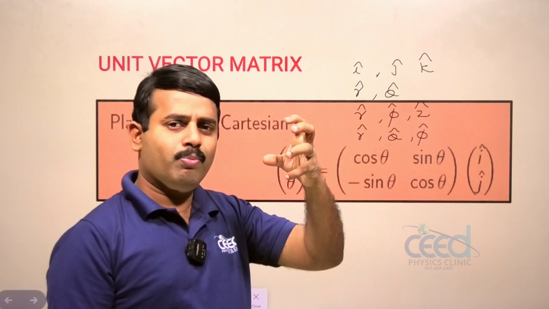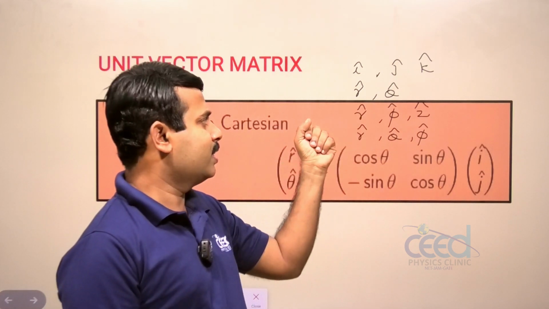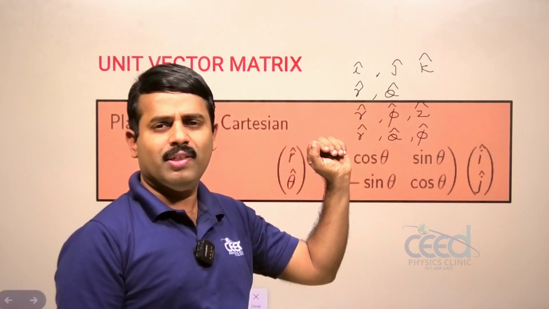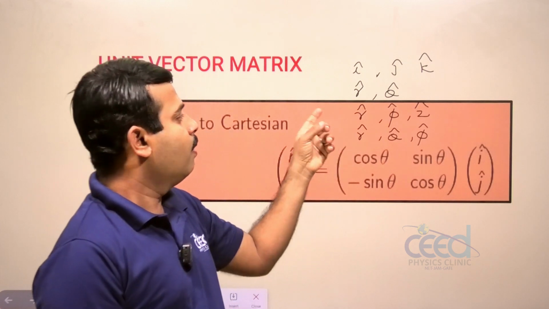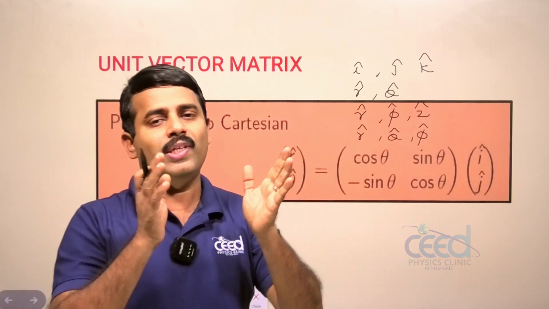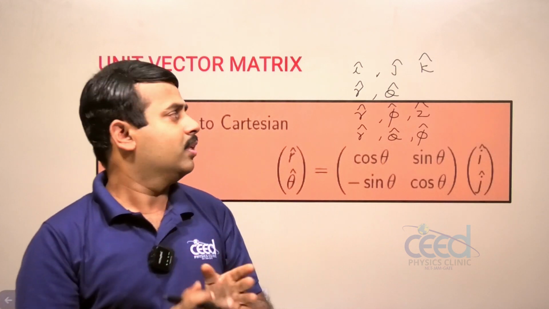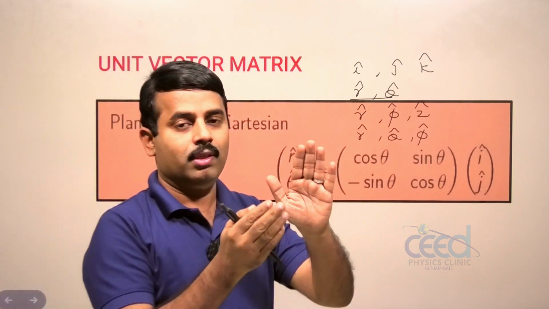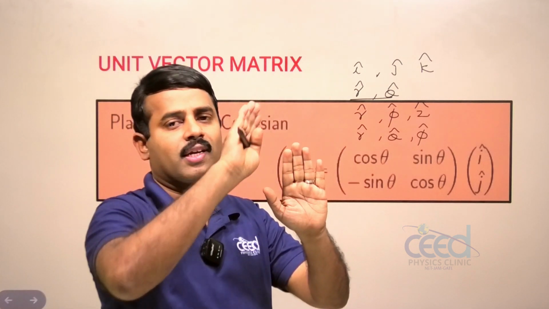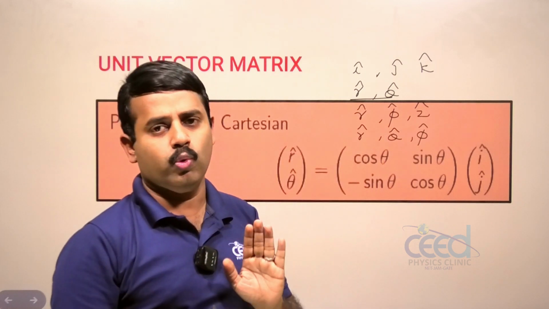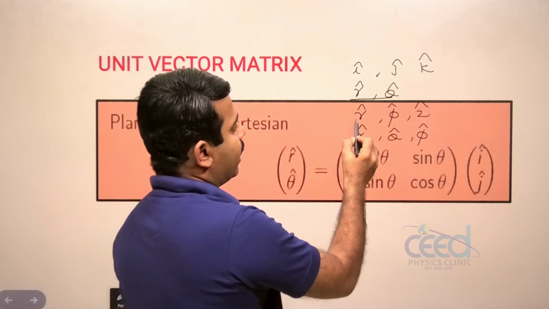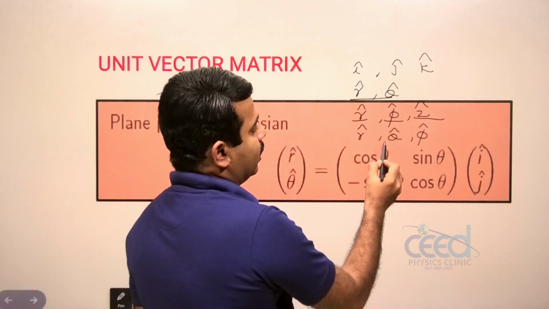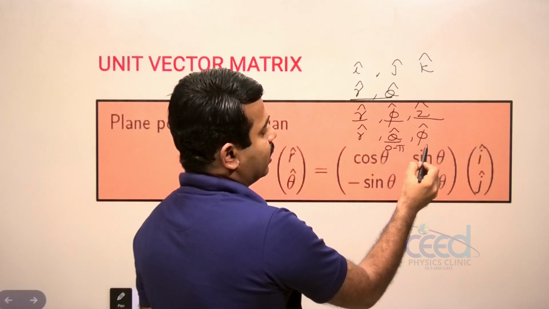Sometimes different books use different notation, but the meaning is the same. But the value selection is very important. In the plane polar coordinate system, theta varies from 0 to 2 pi, because in a plane one complete circle forms 0 to 2 pi. But here, for r cap, phi cap, z cap: phi is 0 to 2 pi, theta is 0 to pi, and phi is 0 to 2 pi.